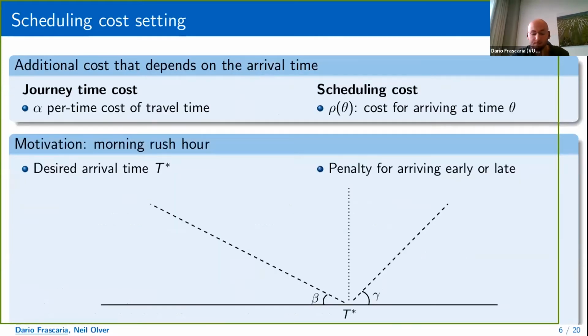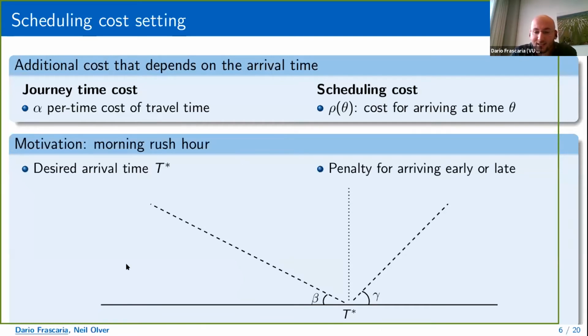So in this work, we use a scheduling cost function. Here we have an additional cost: each particle has an additional cost that depends on the time when this particle arrives at the sink. So the total cost of the particle is given by alpha times its travel time, and this would be the journey cost, plus the scheduling cost that depends on when the particle arrives at the sink.